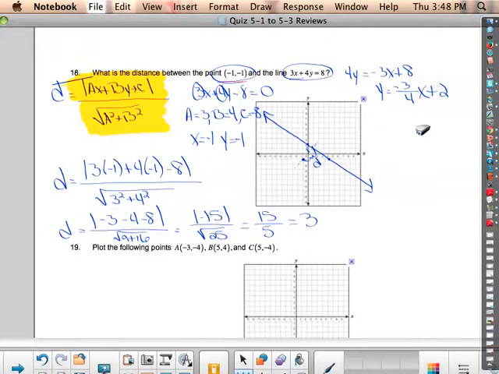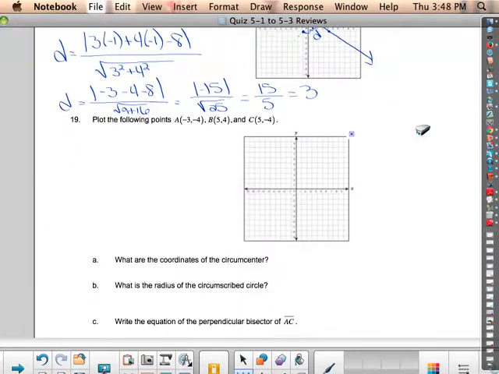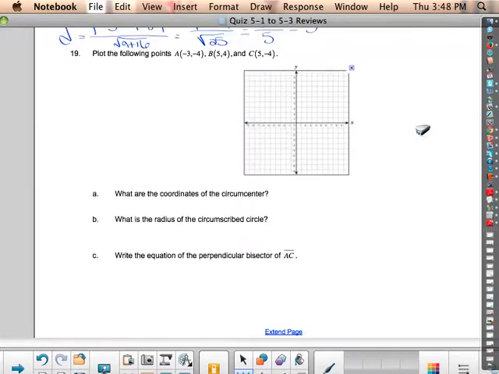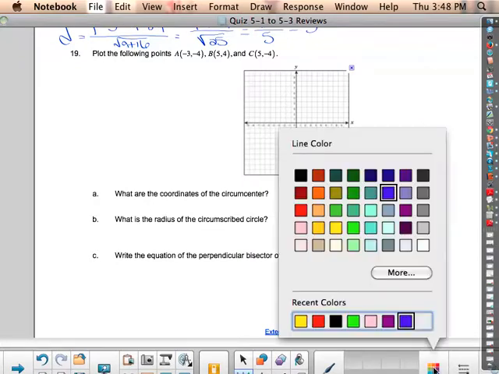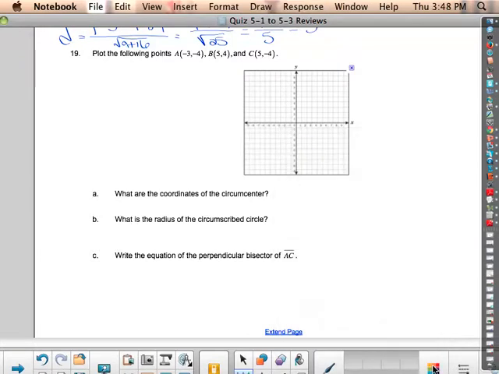Okay, now let's take a look at plotting some points and finding some other information. So we have the point A at -3, -4. That's A. B is at 5, 4. And C is at 5, -4.